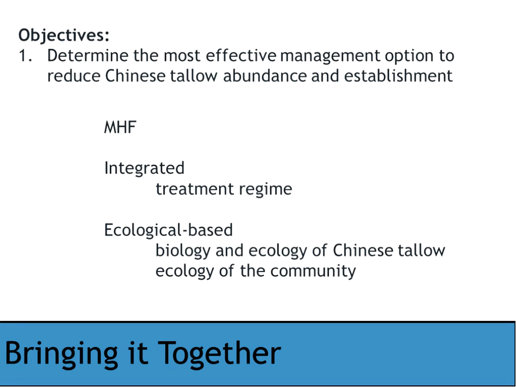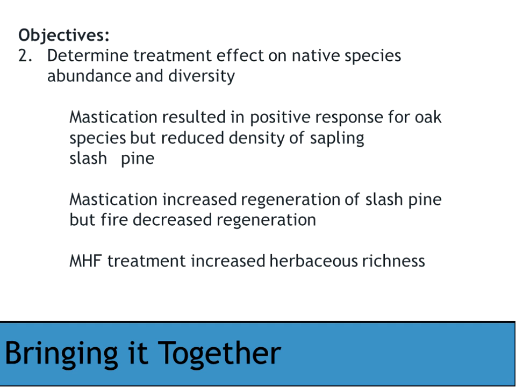Our objective was to determine the most effective option to reduce Chinese tallow, and we found that the mastication, herbicide, and fire treatment was the most effective. We believe that's because this was an integrated treatment regime which combined the biology and ecology of Chinese tallow and also the ecology of the community in terms of this frequent fire system.